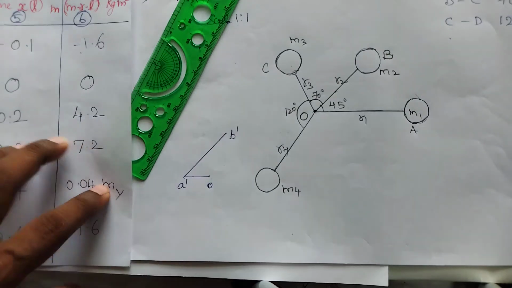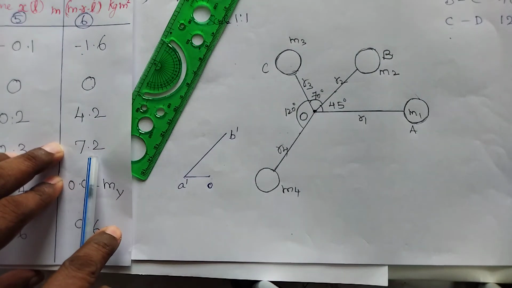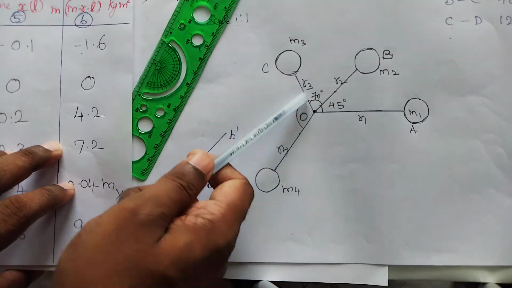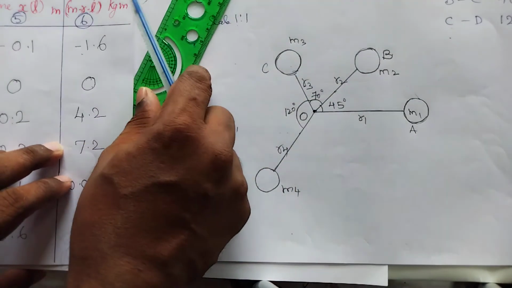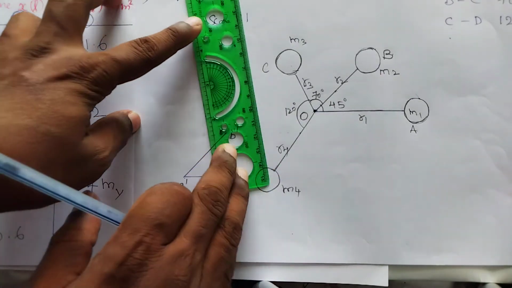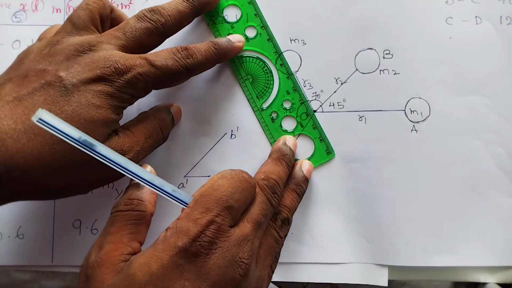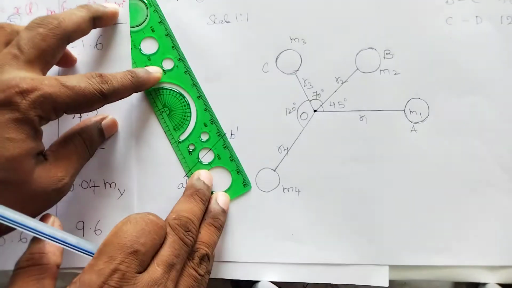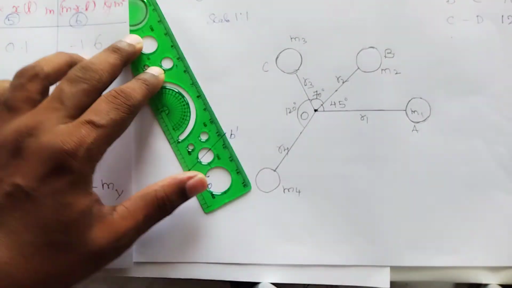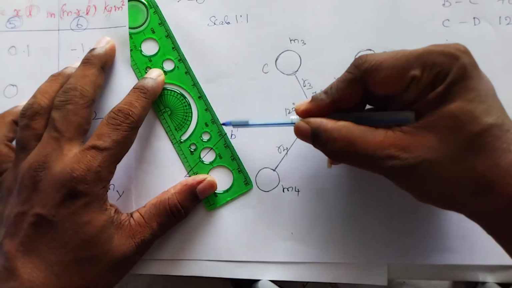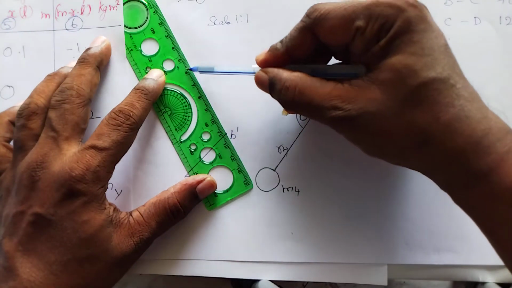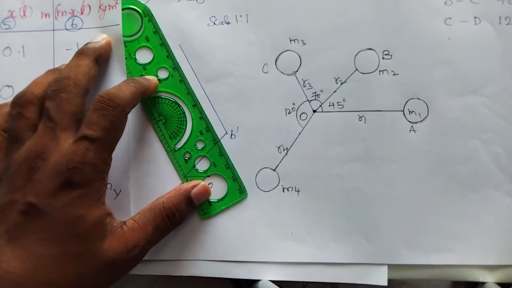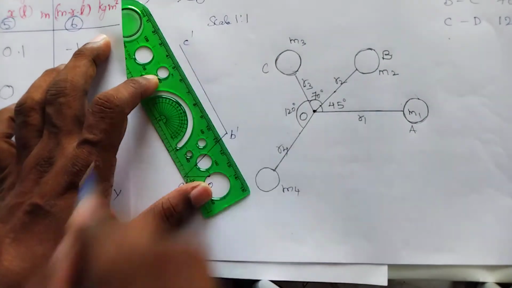Next 7.2, that is mass C. This is A, B, and this is mass C. In this direction it is 7.2. So what I am going to do, place the ruler here in this direction, and without changing the position, just move here. Now measure the distance 7, 1, 2, 3, 4, 5, 6, 7, 7.2.